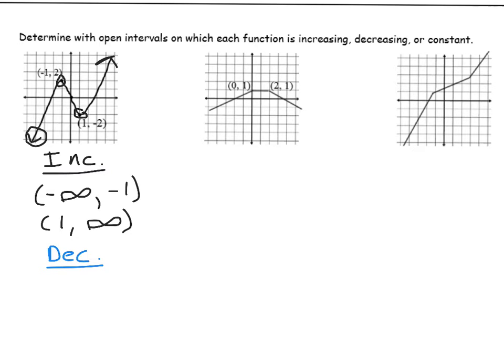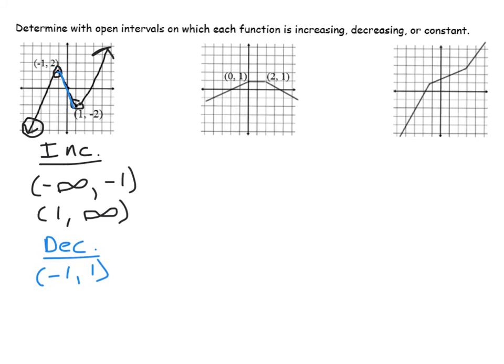Decreasing, it looked like there was just the one interval right here in between. So there it looks like from -1 to 1. That's the only interval where you've got a decreasing graph.